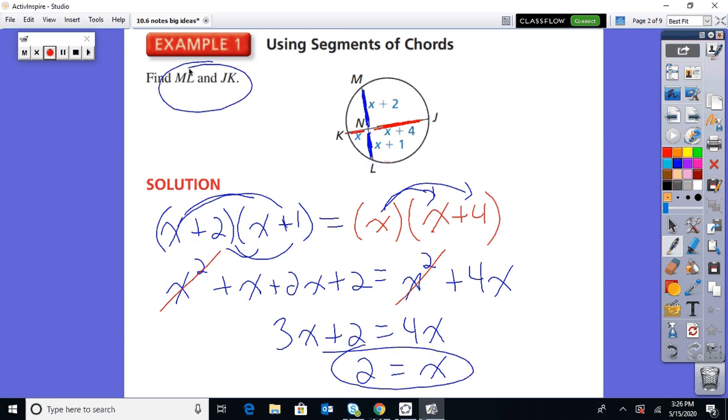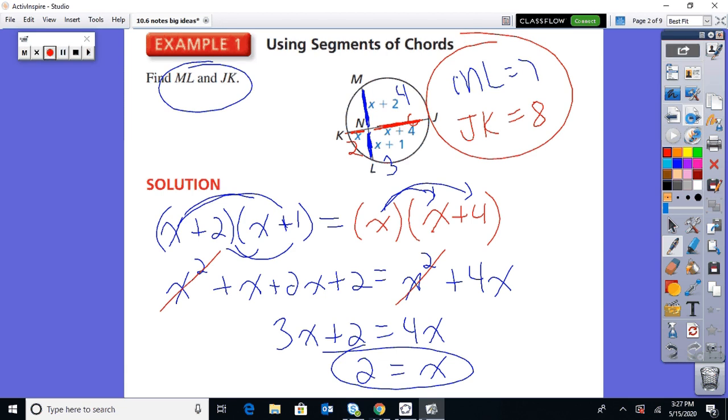But what do they want? They want to find ML and JK. So you have to plug it back into everything. I've got 4 for this segment and 3 for this segment, so ML is 7. And then the other one, we've got 2 and 6, so JK is 8.